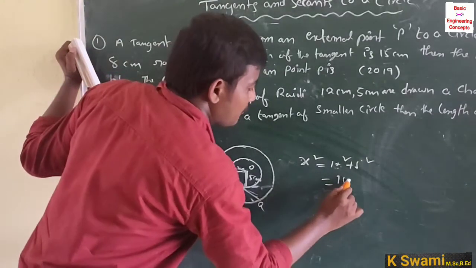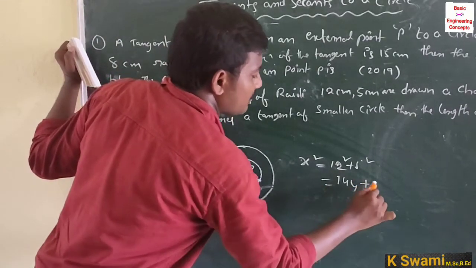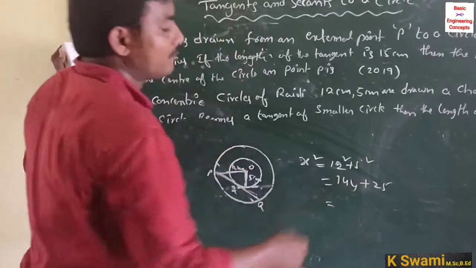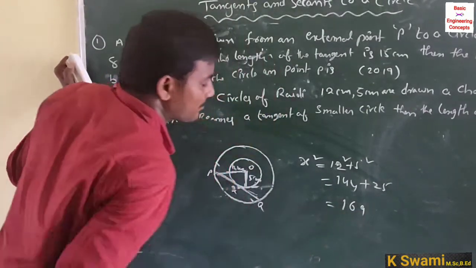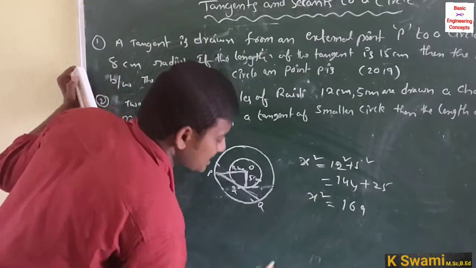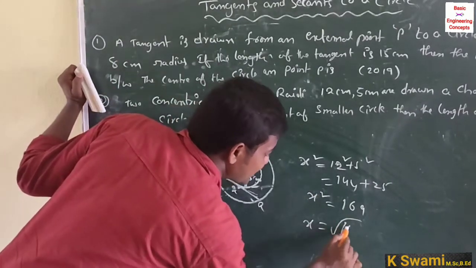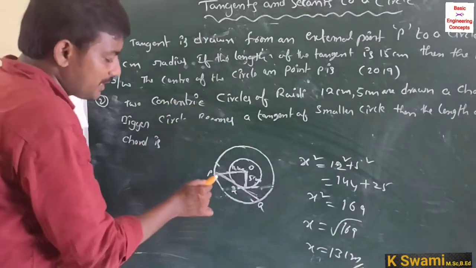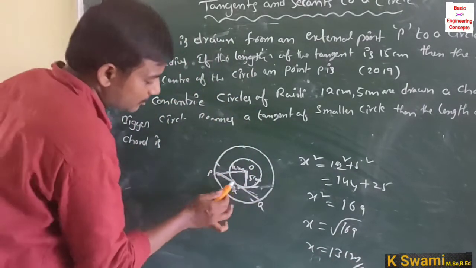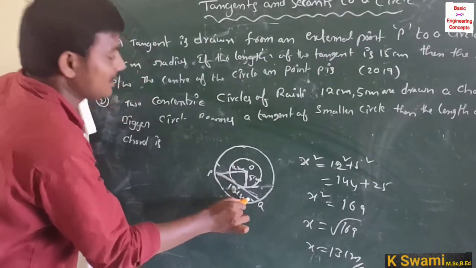12 square means 144 and 5 square means 25, and 144 plus 25 is equal to 169. x square is equal to 169, x is equal to root over 169, x is equal to 13 centimeters. The length of the chord is equal to 13 centimeters.